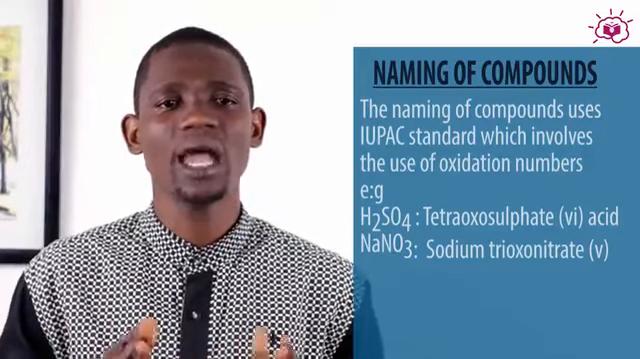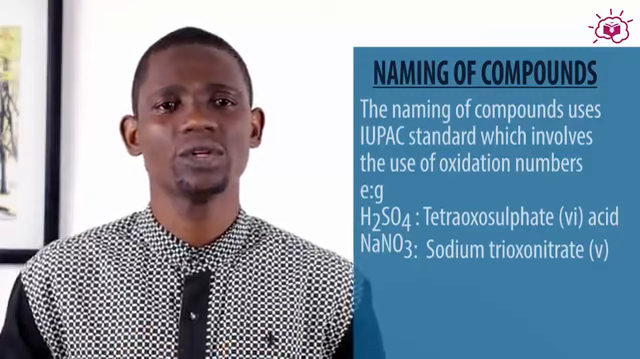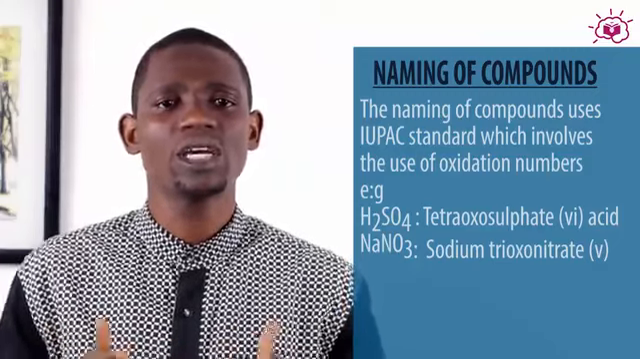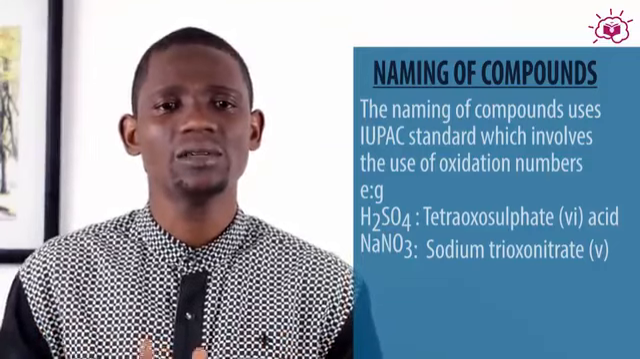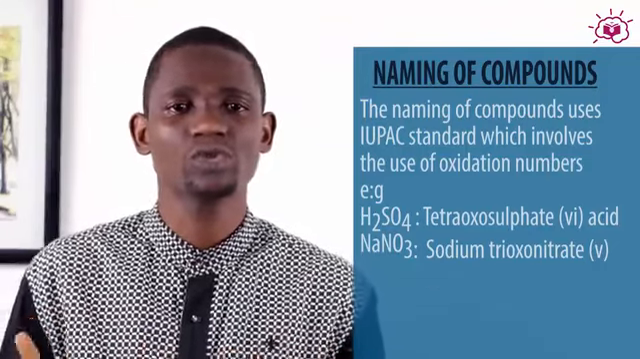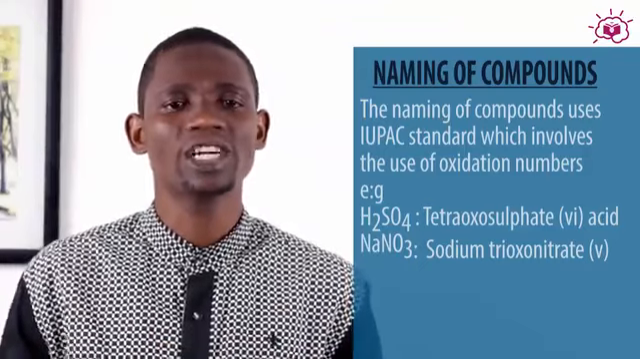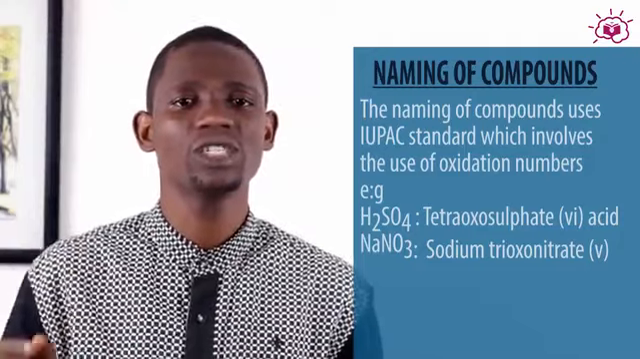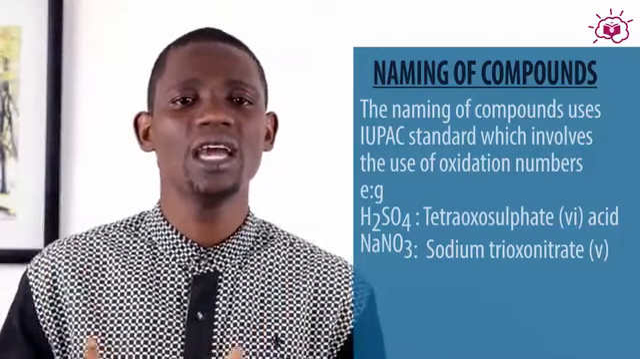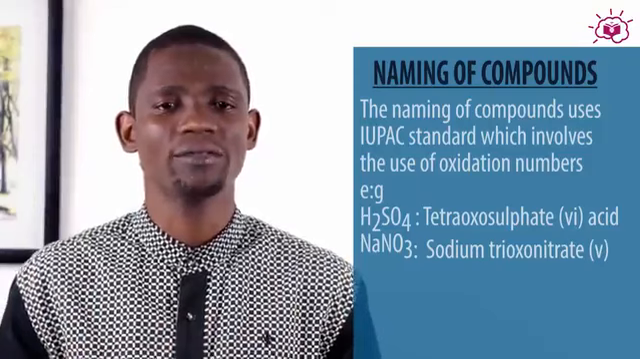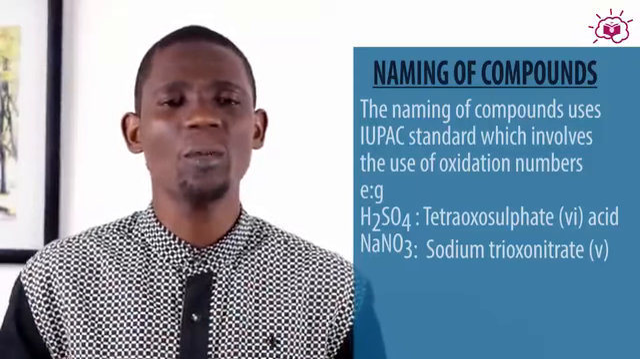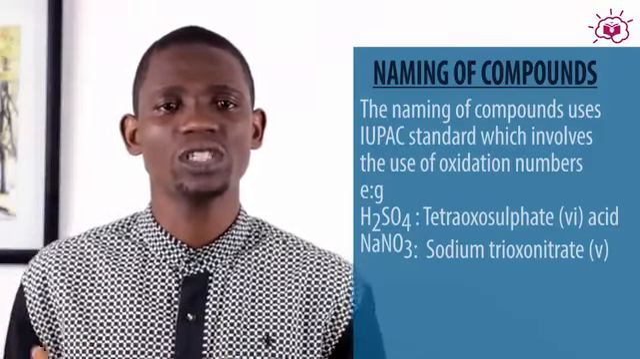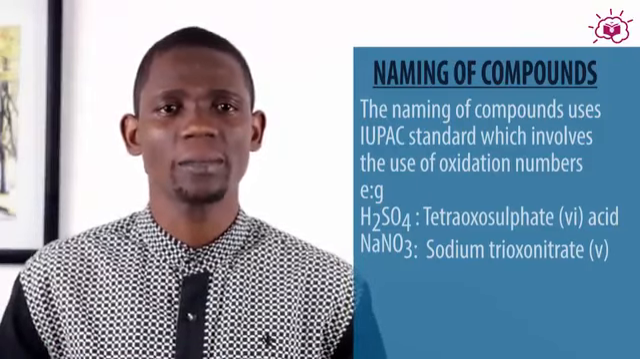Another example is NaNO3, sodium trioxonitrate 5. This is so because the metallic part, or the electropositive part, sodium, is followed by trioxo, having 3 oxygen, nitrate 5. Nitrogen in this molecule has an oxidation number of 5. So the naming of our compounds in chemistry is done using their oxidation numbers.